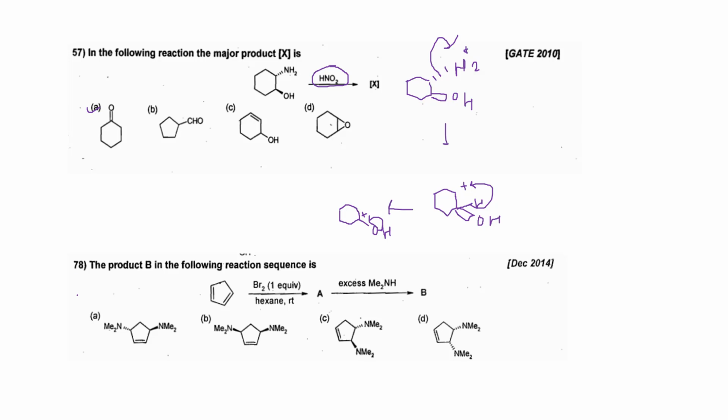So what will happen in this case? We know whenever Br2 is added to a double bond, there is an anti-addition. Br2 is always added in an anti manner, because it goes through a bromonium intermediate. So the product will be a dibrominated compound, but both the bromines will be anti to each other.